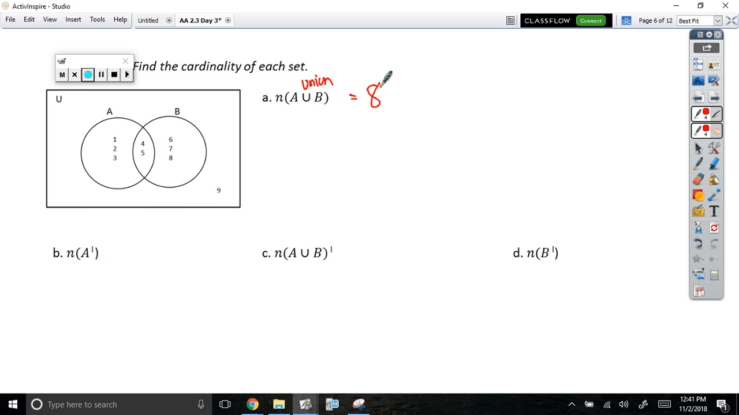If you wanted to, you could use the formula. You'd have 5 plus 5 minus 2. So 10 minus 2, which will get you 8. But if you have a picture, just count.